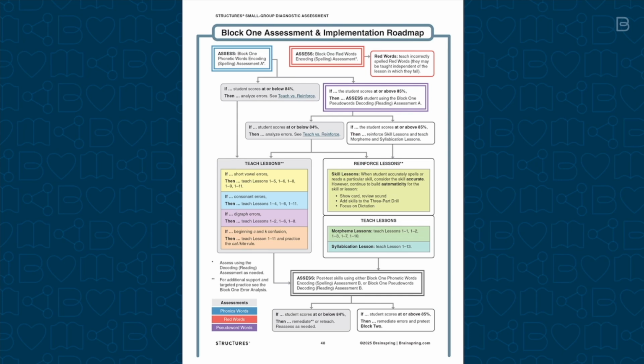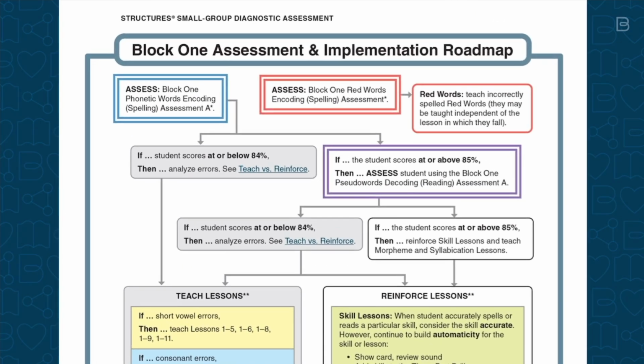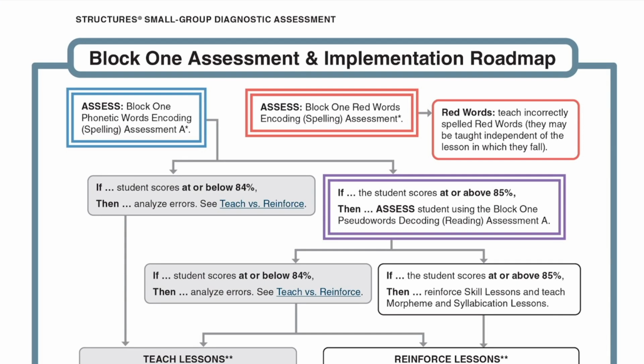One of the amazing new features of the Phonics First and Structures assessment is that each block contains an assessment and implementation roadmap. This roadmap helps you understand where to begin teaching and your next steps. Let's look at the top of this assessment roadmap. At the top right, it reviews that you need to assess those block one red words, then teach incorrectly spelled red words to those students.